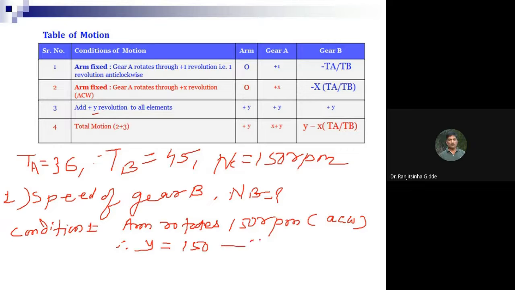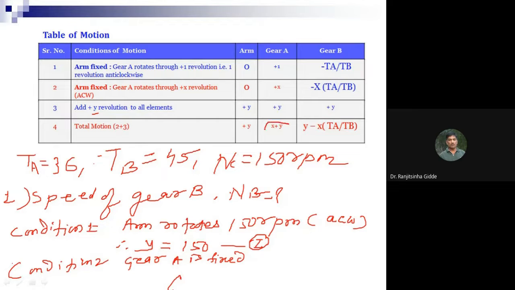This is the first equation they have mentioned. What is the second condition? Condition 2: gear A is fixed.